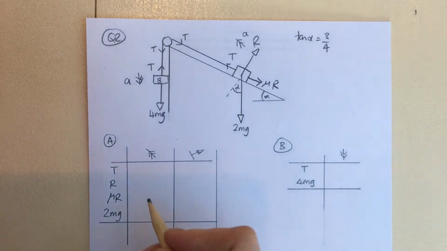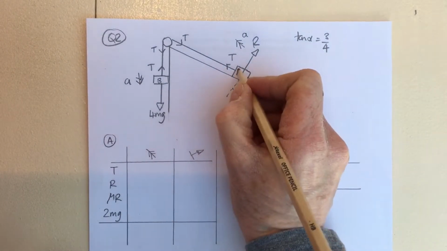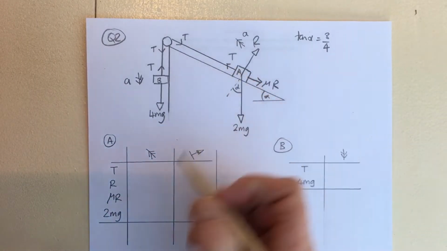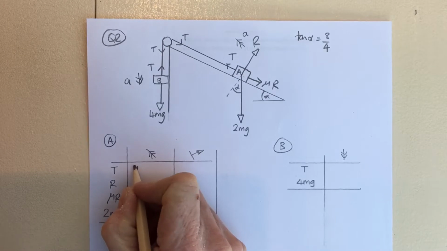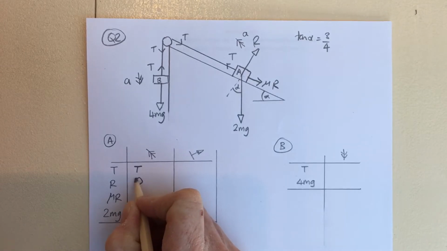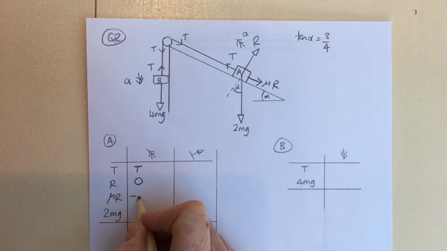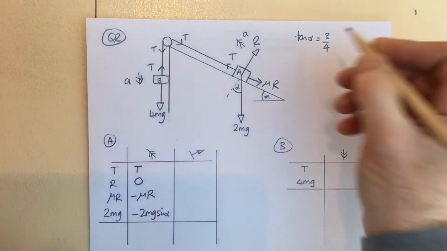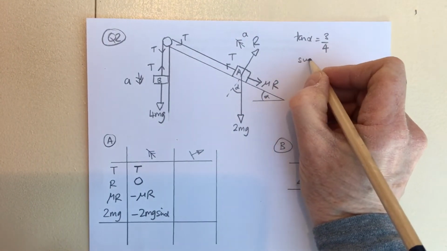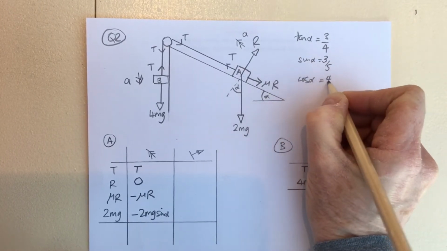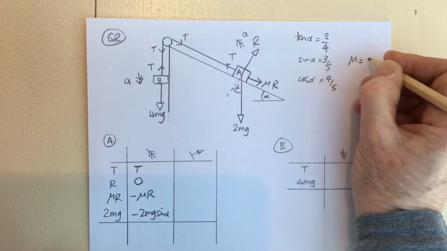Okay, so now we're going to fill the table in. This is particle A and particle B. So for particle A, going up, we've got T, perpendicular, normal reaction will have no effect up the plane. We've got minus mu times R down the plane, and then minus 2 mg sine alpha. Because we've got tan alpha up here, sine alpha will be 3/5 and cos of alpha will be 4/5. And we also know that mu is equal to 1/4.